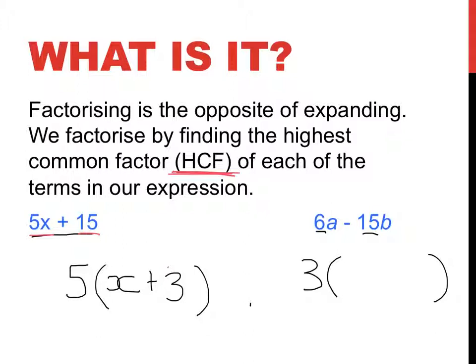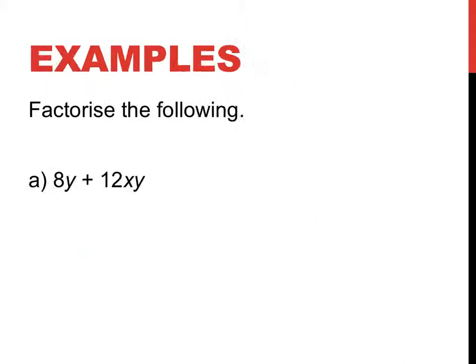And now I need to ask myself, what do I multiply 3 by to get an answer of 6a? Well, 3 by 2 is 6, and then I've got an a left over. Then the next thing I need to know is, what do I multiply 3 by to get an answer of 15b? And it's a negative, so it's going to be a negative there, and it's 3 times 5 is 15, and a b on the end. So guys, finding that highest common factor is really important, and it's the main way we put things back into brackets. These are the kind of examples that you guys are going to do.